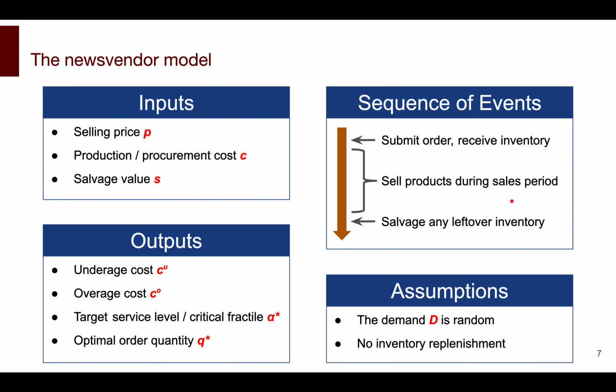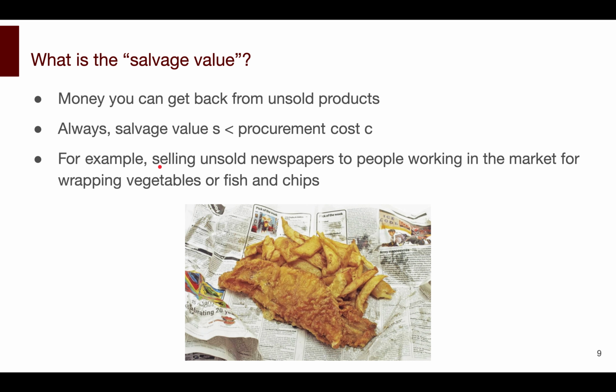So here is an overview of the mathematical notation and how the Newsvendor model works. The three key parameters are the selling price P, the procurement cost C, and the salvage value S. Each newspaper is bought for C, you sell it for P, and if you can't sell it, you get S back. Let me go to this slide to talk a bit about the salvage value. Salvage value means the money you get back if you cannot sell the product. And usually the salvage value S is less than the procurement cost C.